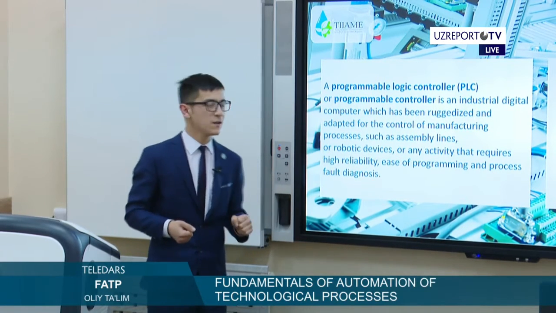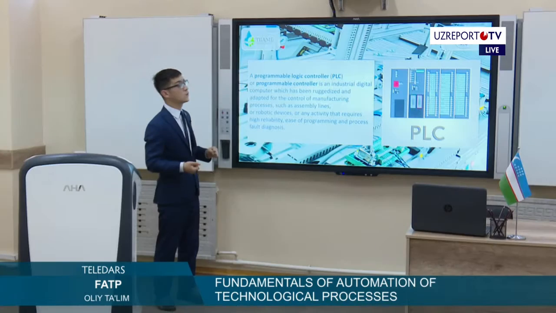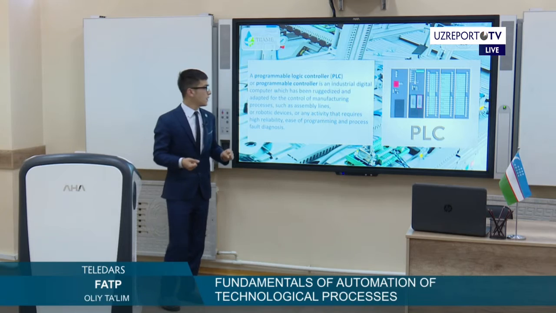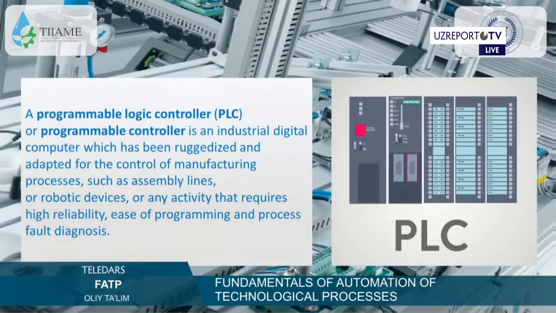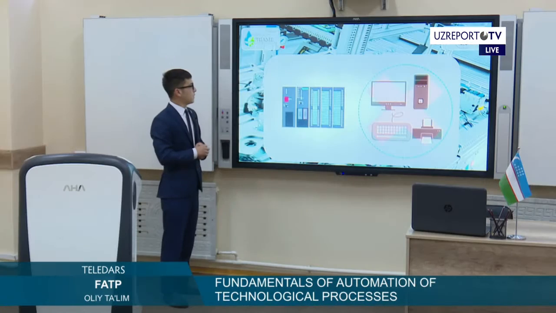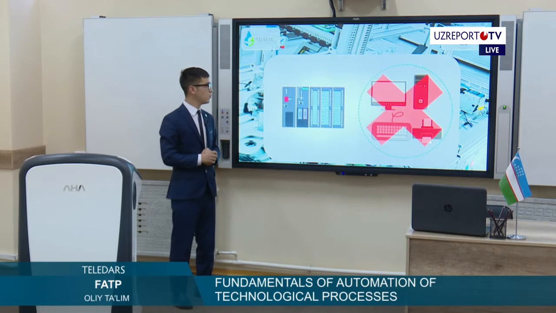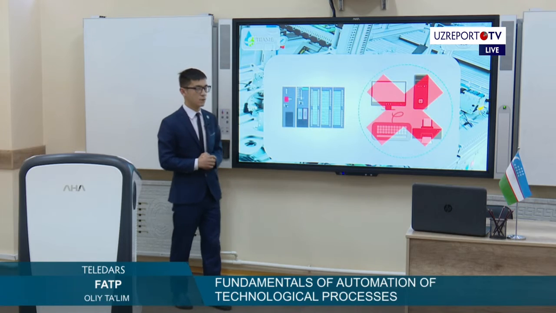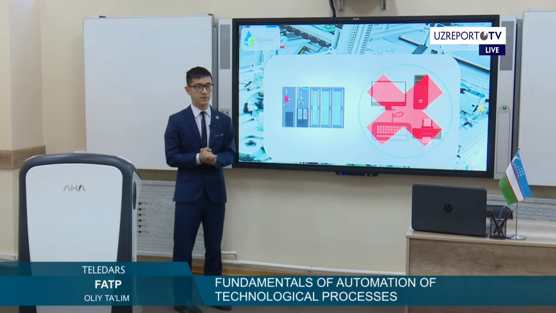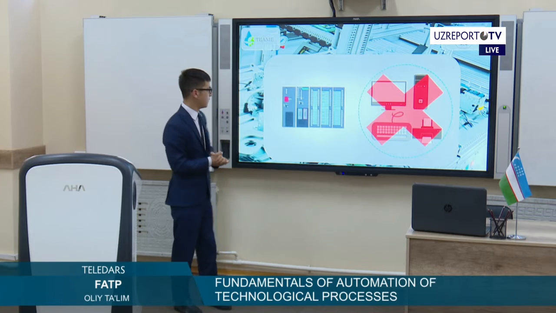On the right side, you can see one example of a controller for controlling technology process. It's a Siemens, and today we'll make an example in software specific to this controller. Okay, first, why do we call the controller a computer for manufacturing, and why was it adapted to technology process.